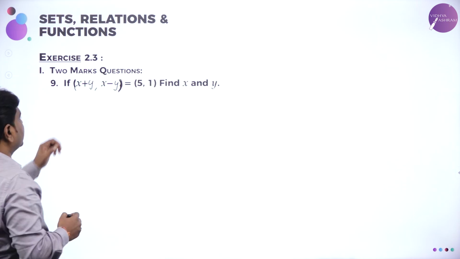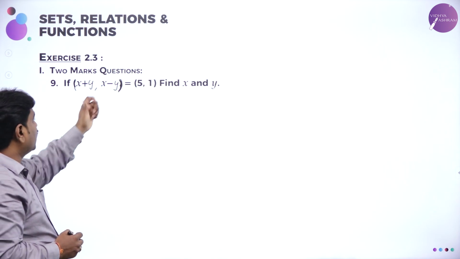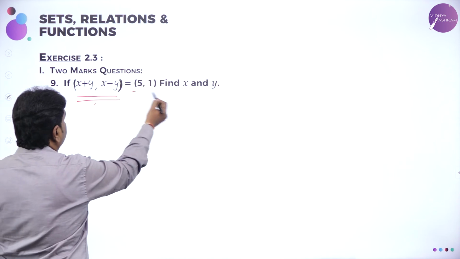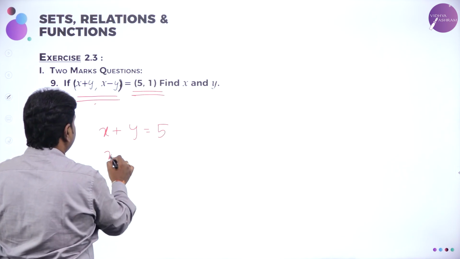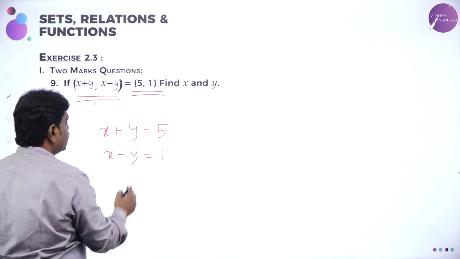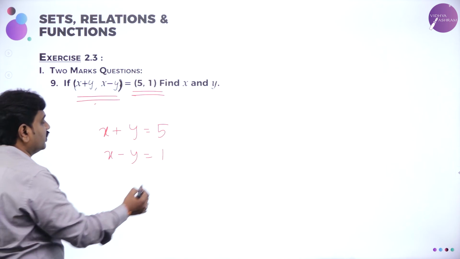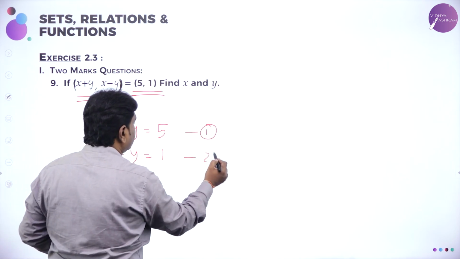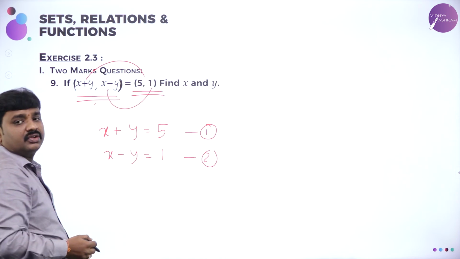Next, x plus y, x minus y, they give the ordered pair 5 comma 1. If two ordered pairs are equal, then corresponding elements are equal: the first element x plus y is 5 and the second element x minus y is 1. So we got this. But now these two are simultaneous equations, solve them. We got two equations by equating first element with first element and second element with second element. Now solve.